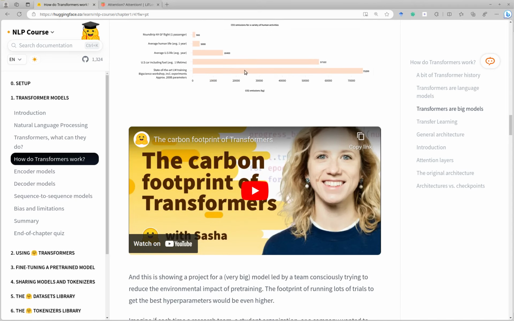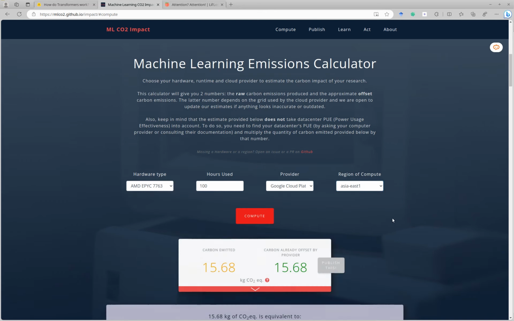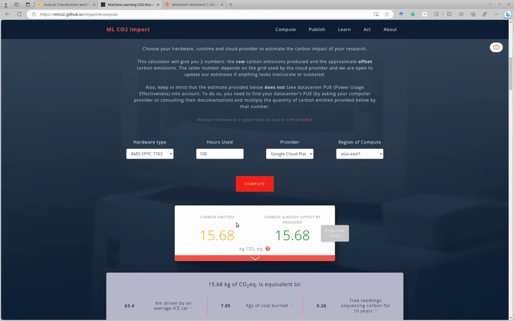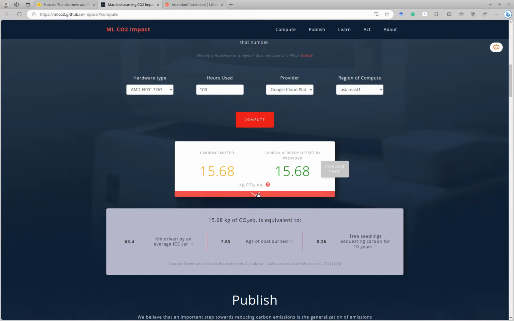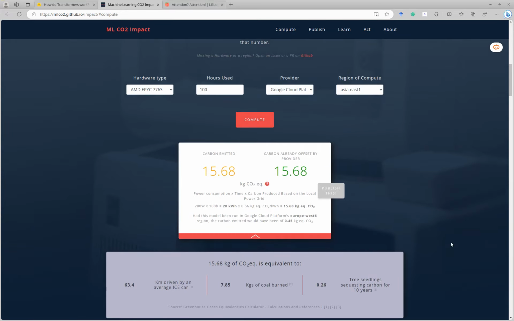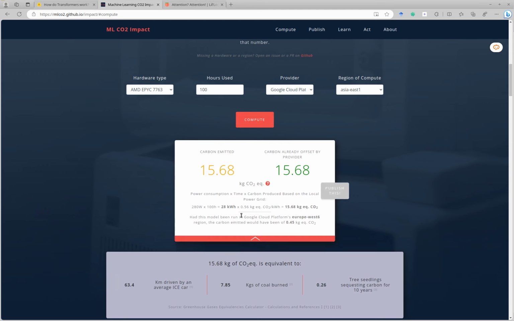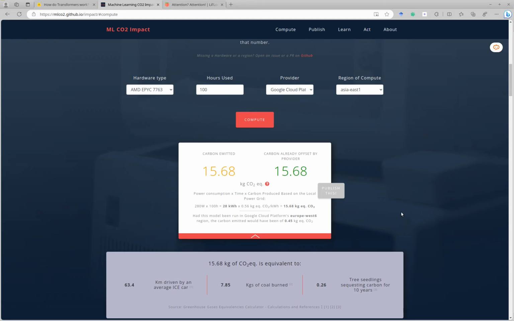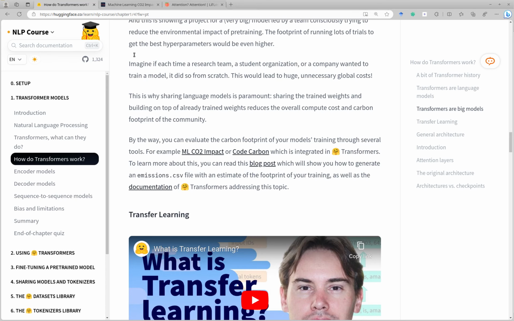And then we need to select the provider. Okay, let's leave it as it is. Yeah, so you can select your location. Let's select Asia, compute. Okay, so here is the carbon emitted amount and carbon already offset by provider. So this is the thing, and you can go into details as well: how this is generated, how much energy is required, and how much carbon emission there is. You can go through this in detail.